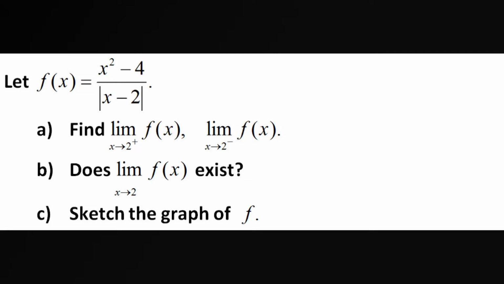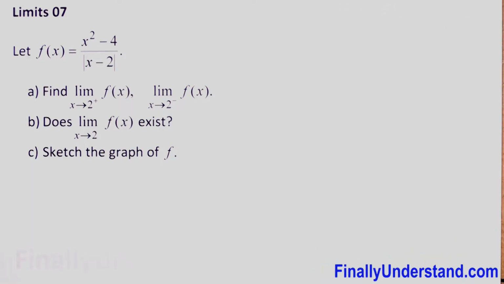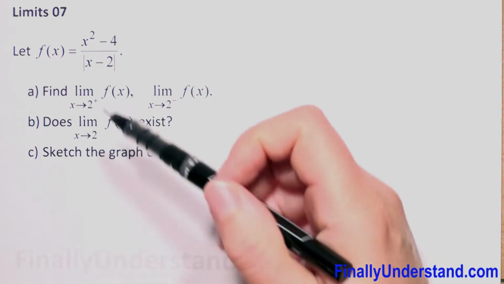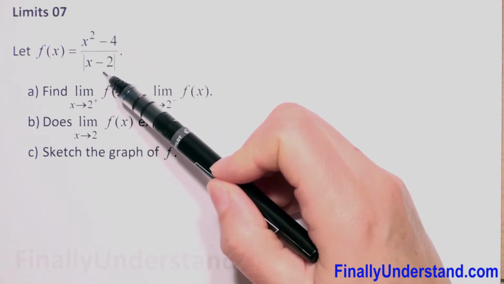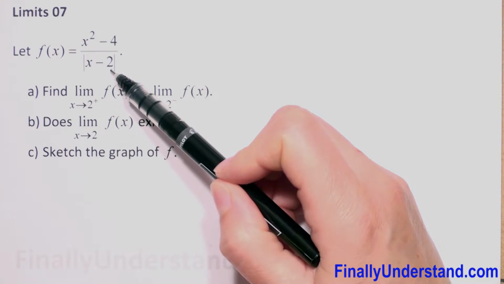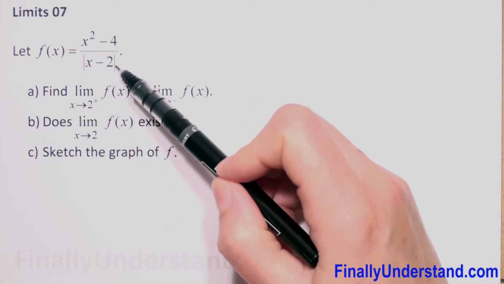We have a given function f. We have to find the limits and sketch the graph of function f. Before we do this, let's look at our function. We have absolute value bars in the denominator, so first we have to get rid of these absolute value bars.